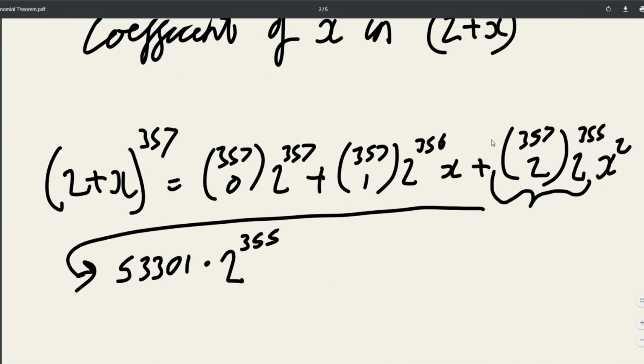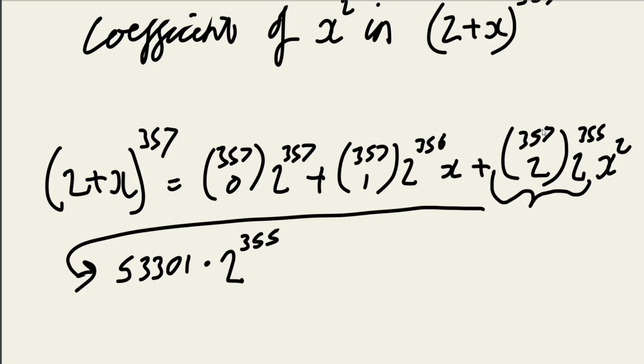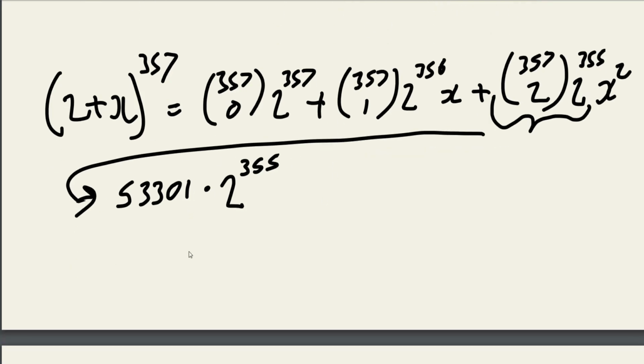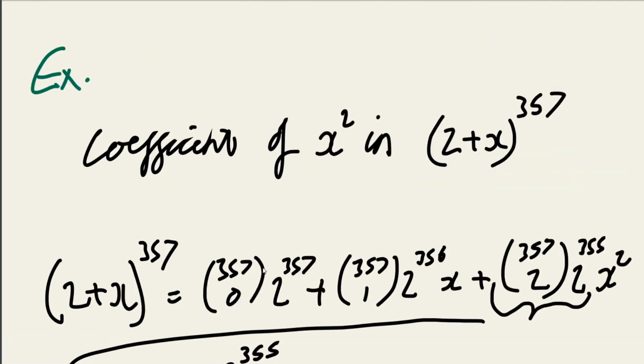You can calculate 357 choose 2 on your calculator. There should be a button for it somewhere. Check the manual if you're unsure. In our case, 357 choose 2 is equal to 53,301. And we have this 2^355 here as well. And so that's our coefficient. And so you see how easy this is to get any particular coefficient that we need.